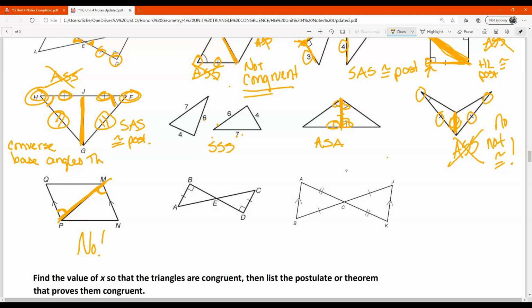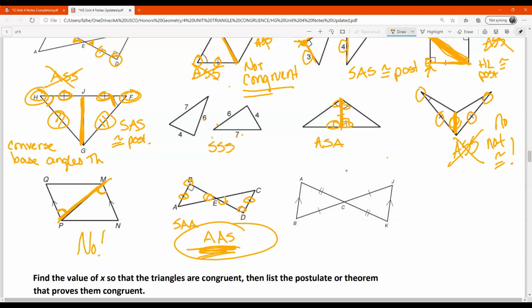Next one. This angle I know equals itself, vertical. So I have side, angle, angle, which is the same as angle, angle, side. And so yes, but write it this way: angle, angle, side.